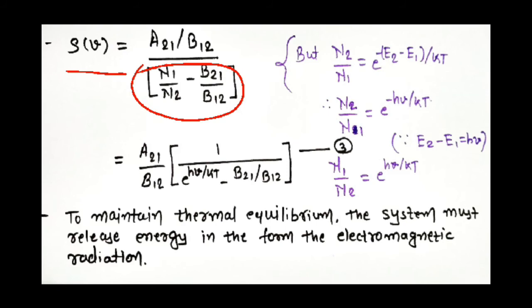આપણે જાણીએ છીએ કે N2 upon N1 is equal to e raised to minus E2 minus E1 upon KT. આપણે વેલ્યુ જોઈએ છીએ N1 upon N2 ની, તેટલા માટે N1 upon N2 is equal to e raised to HV upon KT. HV એટલે E2 minus E1. So we obtain rho is equal to A21 upon B21 bracketમાં 1 upon e raised to HV upon KT minus B12 upon B21.